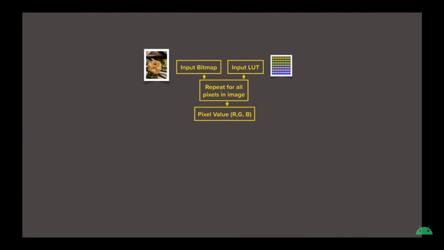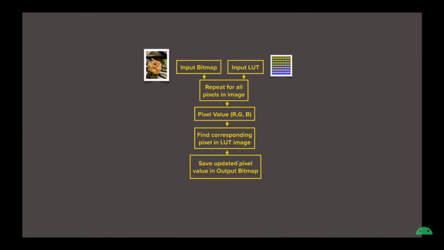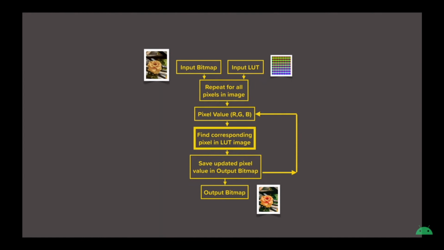So let us draw out a diagram of our custom script and where it fits in our pipeline. We have a given input image, and we have a given LUT. For all pixels in the input image, we'll take the RGB value and find the corresponding pixel in this LUT image. We will save all the updated pixels in the output bitmap, and we do the same thing for all input pixels, and that is how we get the output bitmap. So the rest of the steps are pretty straightforward if we're working with RenderScript. This is the only place where the custom script fits in, so we need to write a script for this in RenderScript.